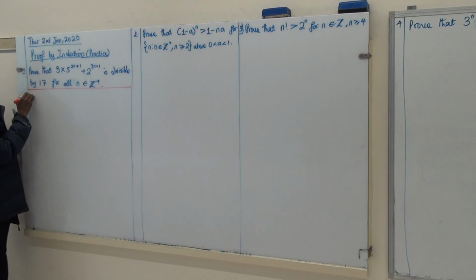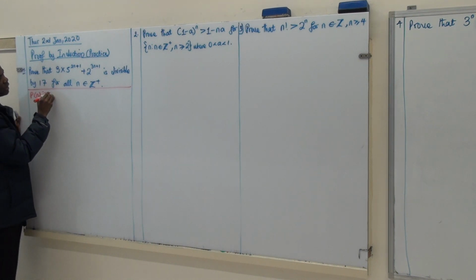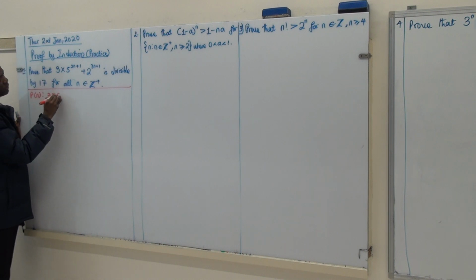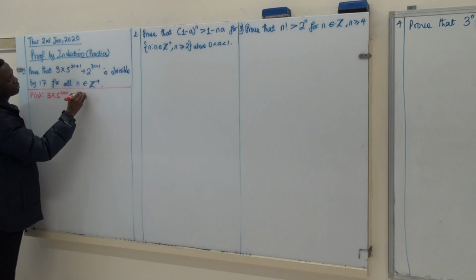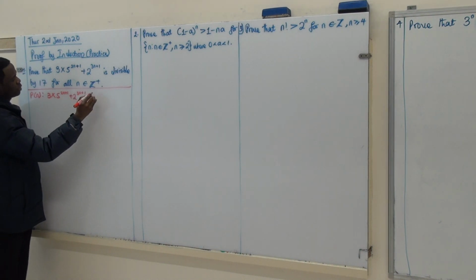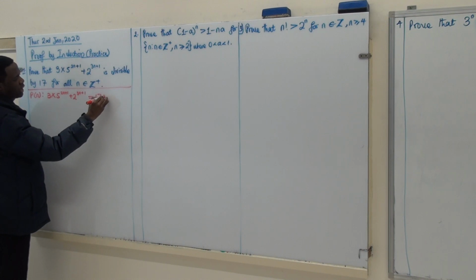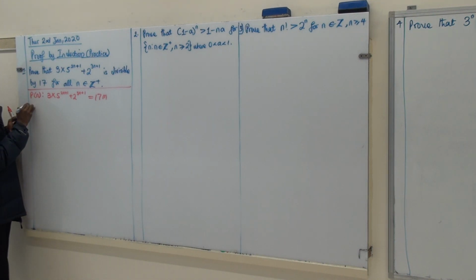So let's assume P(n) holds for n equals k, right? You've done n equals 1 and 2, so P(n) is the statement: 3 times 5^(2n+1) plus 2^(3n+1) is divisible by 17. So that would be 17m. Okay? So we're going to assume P(n) for n equals k.